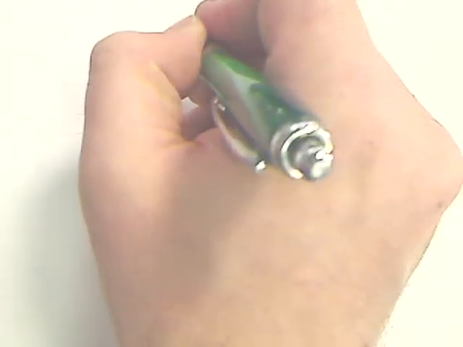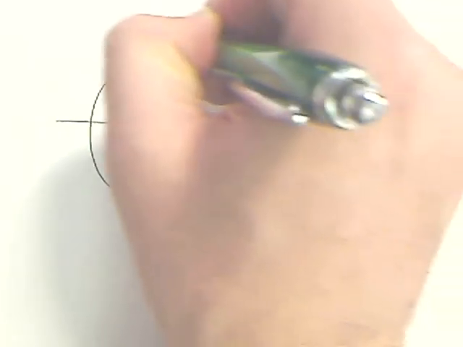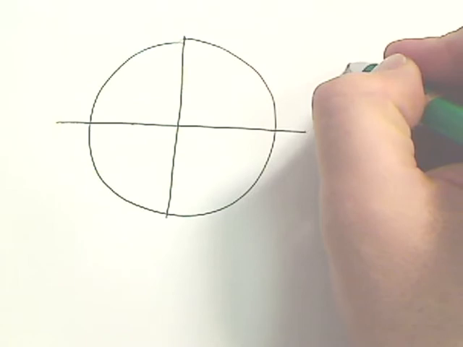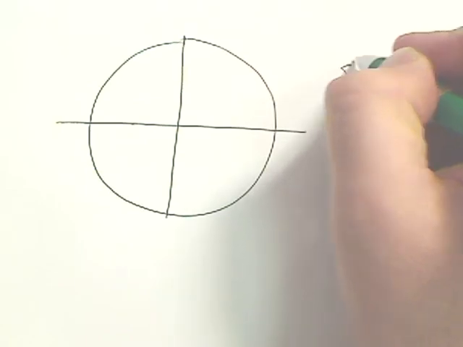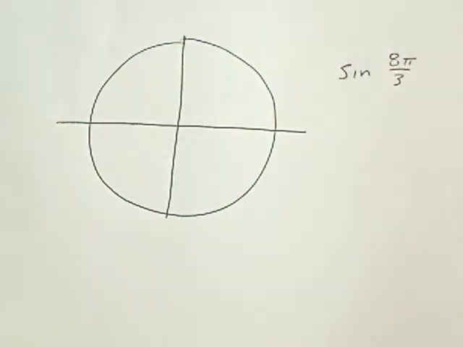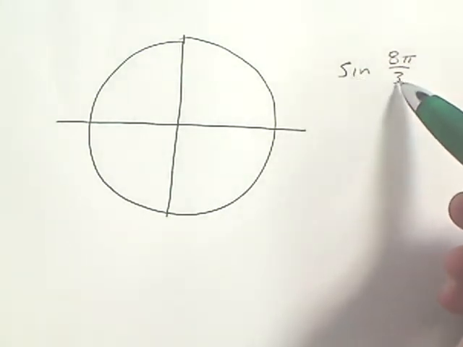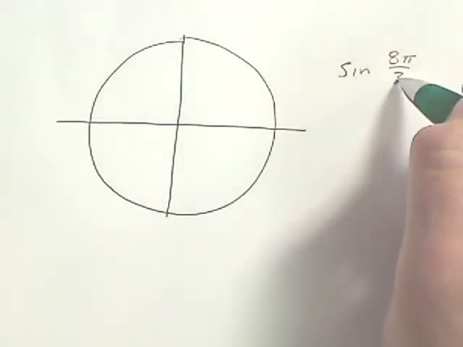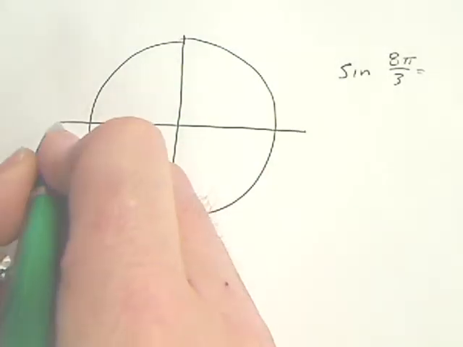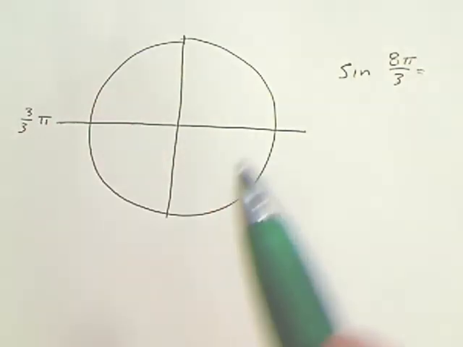Let's try one more. We'll go back to a 30, 60, 90, and I'll try to confuse you. Let's try something like sine of 8 pi over 3. So hopefully the first thing you recognize is this 3 tells you that the reference angle is going to be a 60. That's just crucial to recognize. Also, label the side over here pi in terms of 3's, so 3 over 3. Now here's the weird part.